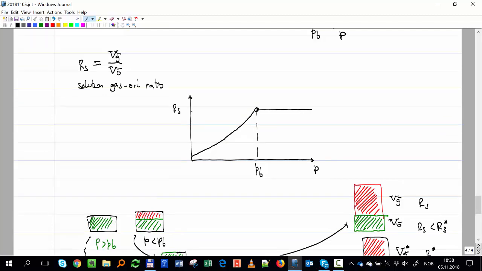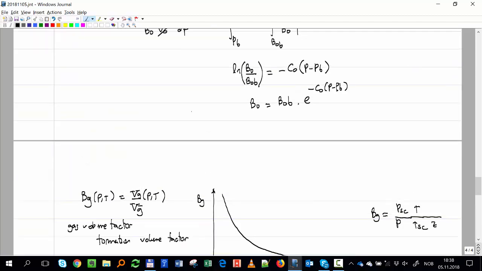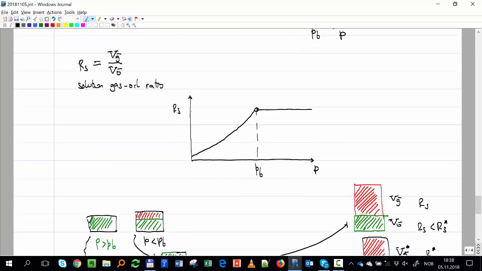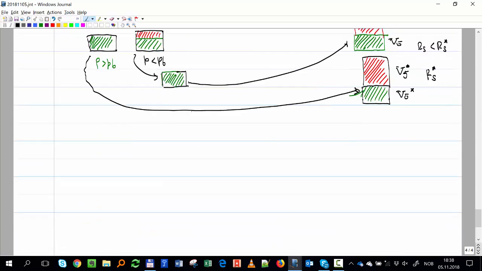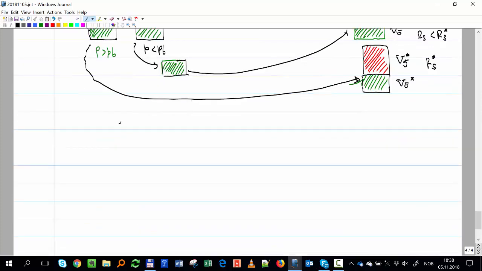And now that's very nice, BO, BG, RS, RG, but how do we use that to calculate actually our rates? At the end we want to calculate QO and QG.